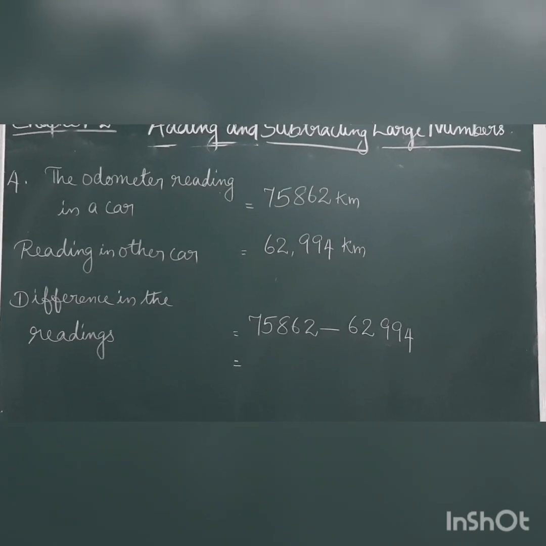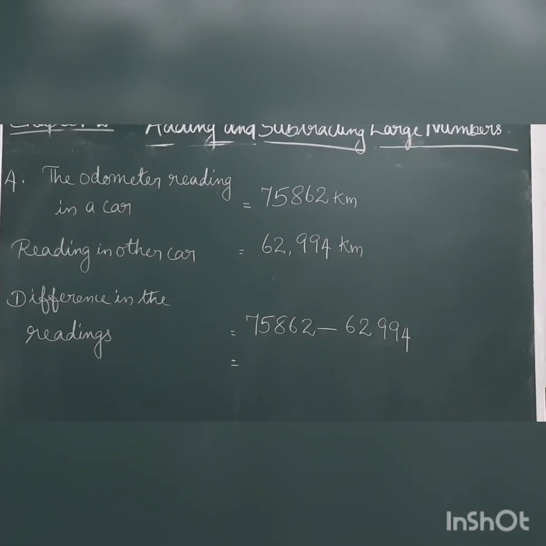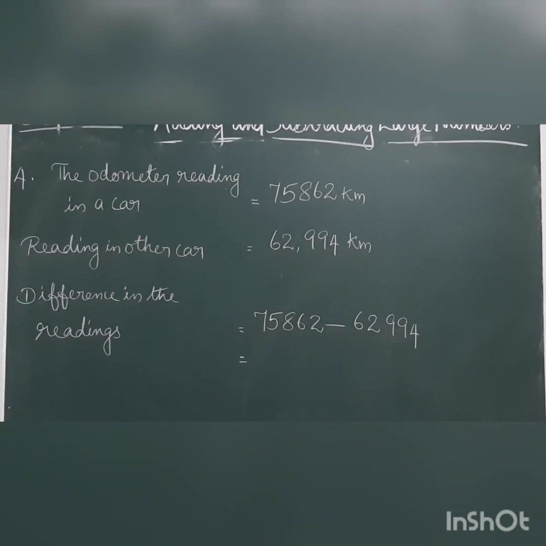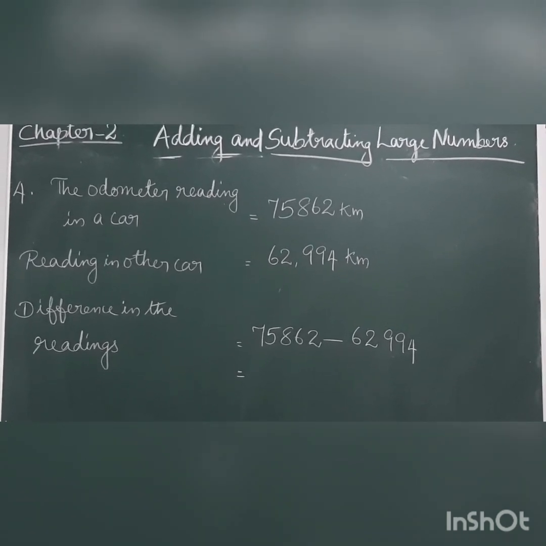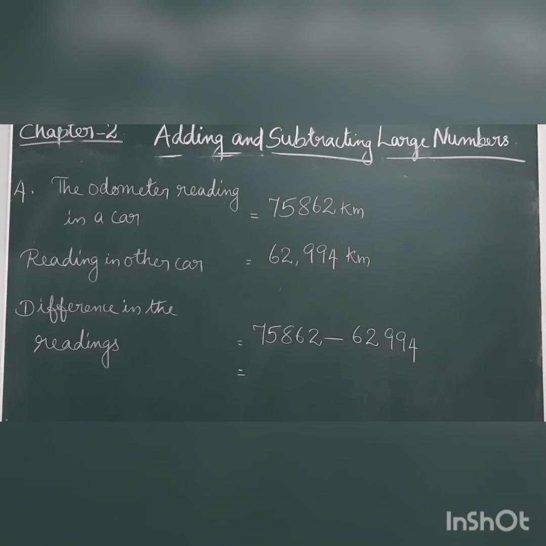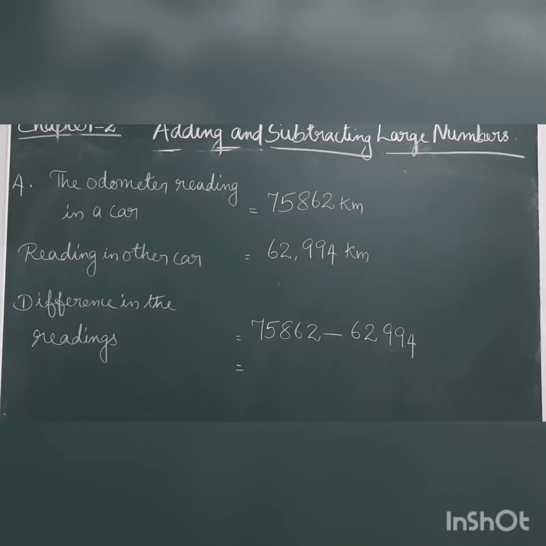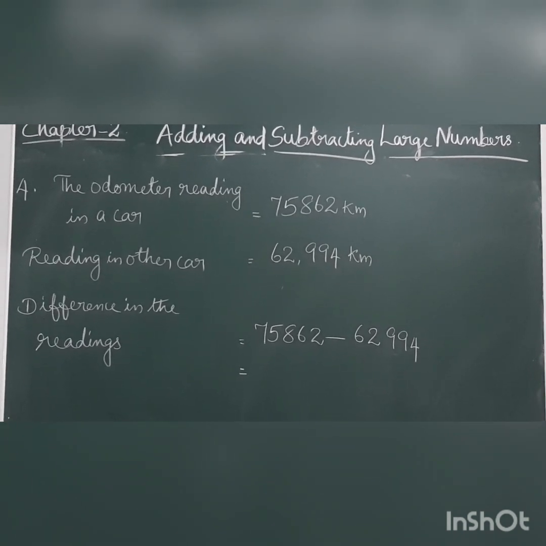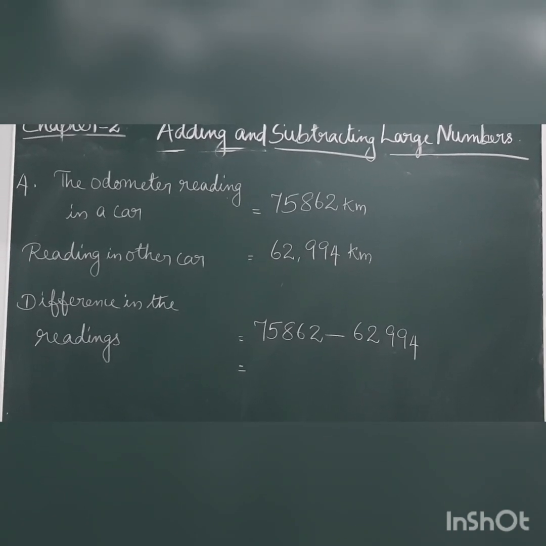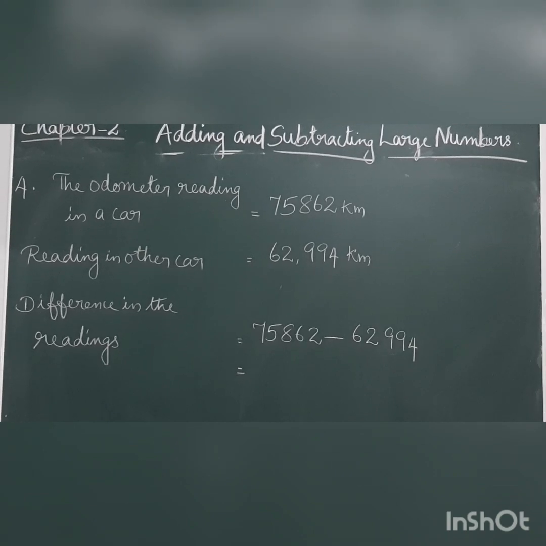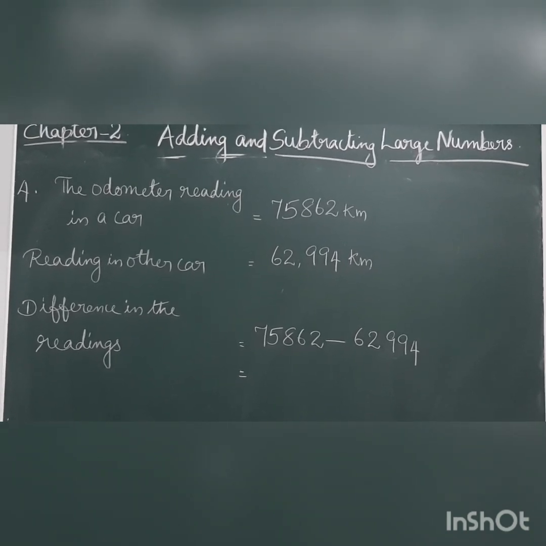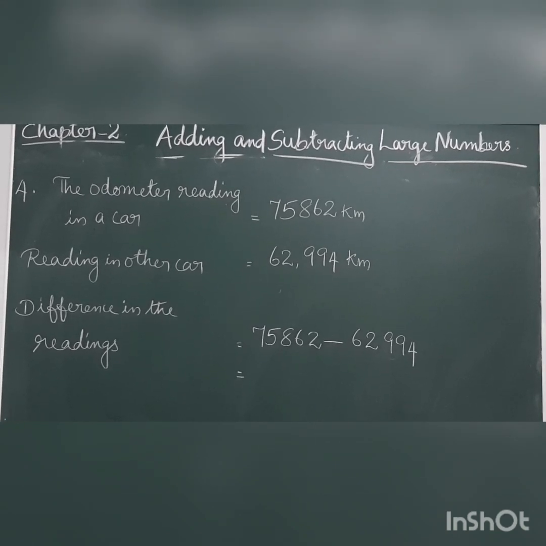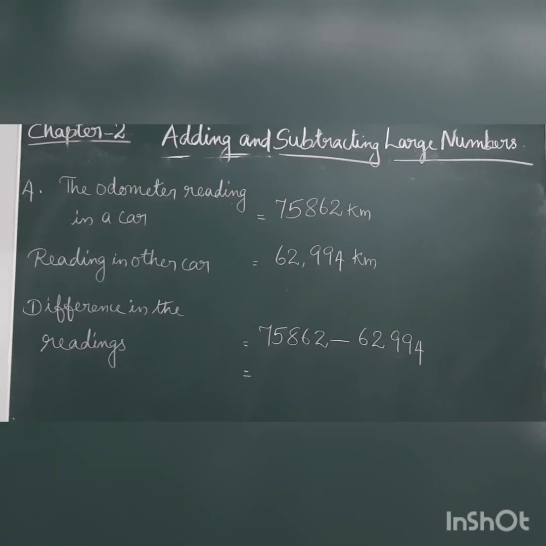In this question, the odometer readings in two passenger cars are given. We have to find the difference in their readings. So, first we have to write the step. Reading in a car, that is 75,862 km. Reading in other car, it is 62,994 km. So, to find the difference in their readings, we have to subtract the smallest from the greatest.